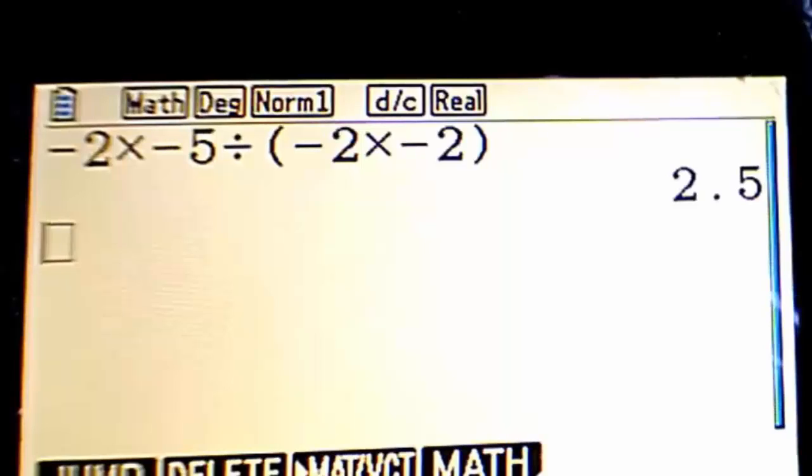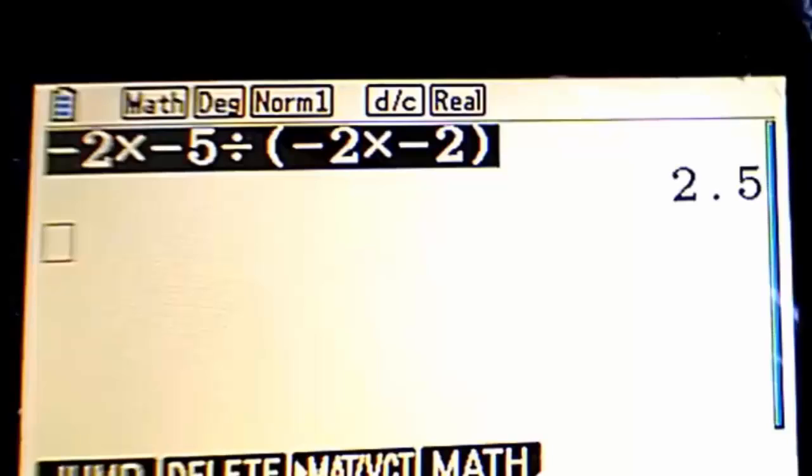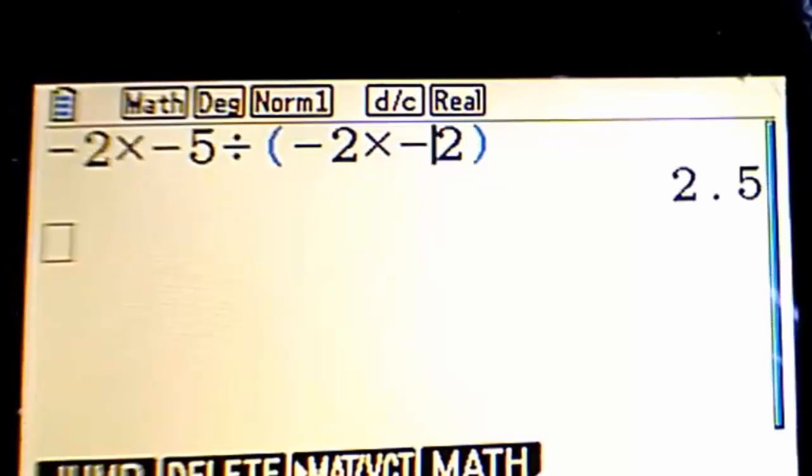Now, if I go back up to that number again and I change it, because you can see it on the screen, I'm going to change that from a negative to a positive. I'm going to delete that so it's a positive. So I've got three negatives. Predict the answer. So in this case, we have an odd number of negatives, and we predict with an odd number we'll end up with a -2.5.